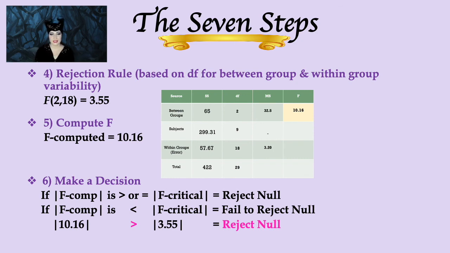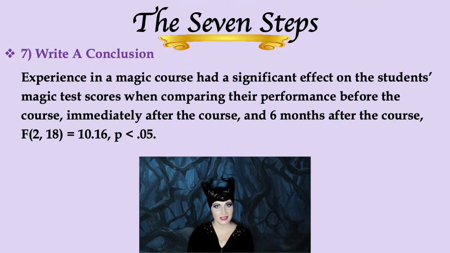And our conclusion statement says that experience in a magic course had a significant effect on the students' magic test scores when comparing their performance before the course, immediately after the course, and 6 months after the course. F, because now this is an F test, degrees of freedom between 2, degrees of freedom within 18, is equal to your F computed value, 10.16, and P is going to be less than 0.05 because we rejected the null. So the significant F proves that there were differences between the groups, but we would have to conduct a post hoc analysis to identify between which groups specifically those differences lie.